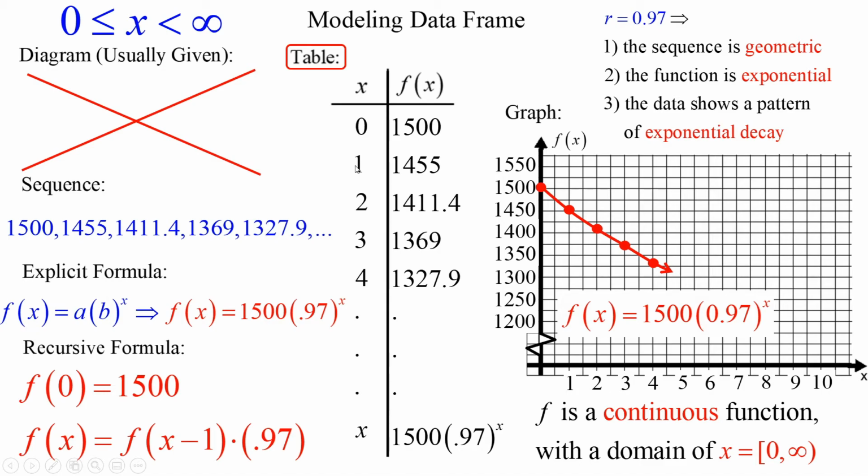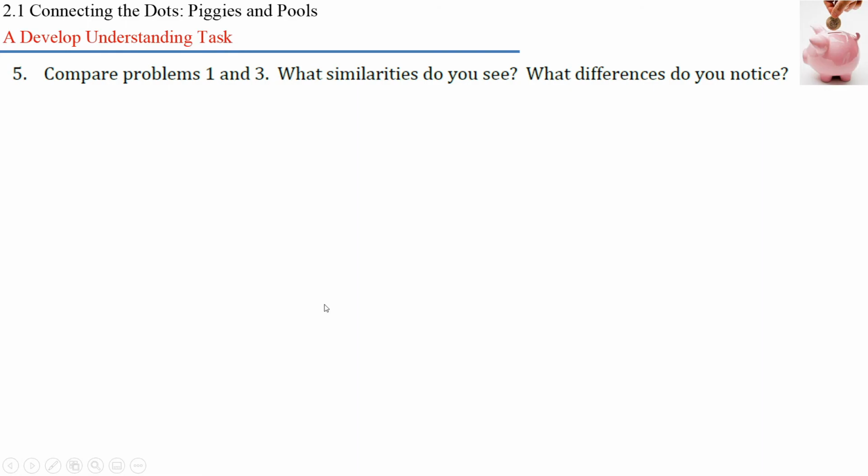Okay, we've got a couple more things to answer here. Number 5. We're going to compare problems 1 and 3. What similarities do you see? What differences do you notice? Now, there's going to be a real easy way to make this comparison with simple pieces of the models that we have created for each of these problems. So, number 1 was the piggy bank problem. Remember? Little brother started with 5 pennies and then was getting 3 pennies every day. And then number 3 was the bank account problem, where we had $50 getting 3% interest every month.